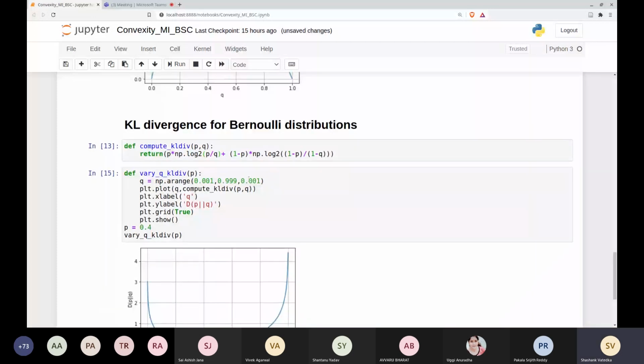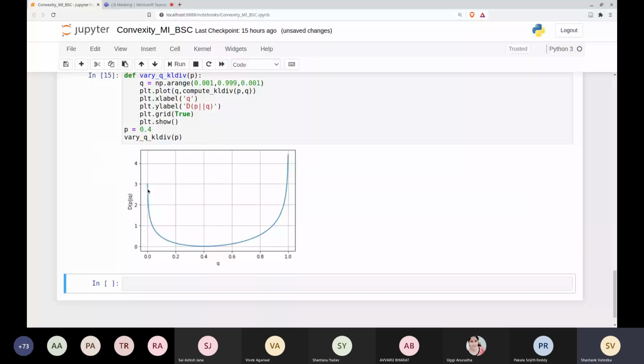So here, what is the minimizing Q? What value of Q minimizes D(P||Q)? Equal to P, 0.4. Correct. The KL divergence, as we've seen, is always non-negative, and it's equal to 0 if and only if the two distributions are the same. So when Q is equal to P, the KL divergence is minimized and it's equal to 0. But it's still always a convex function. Any questions so far?